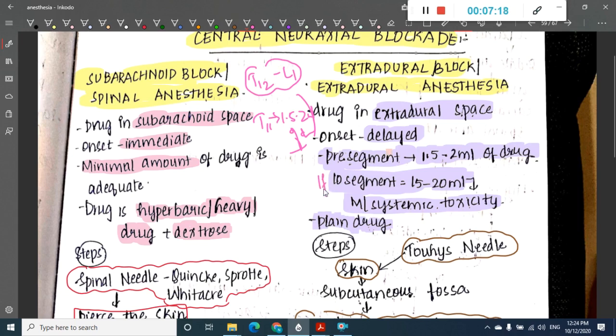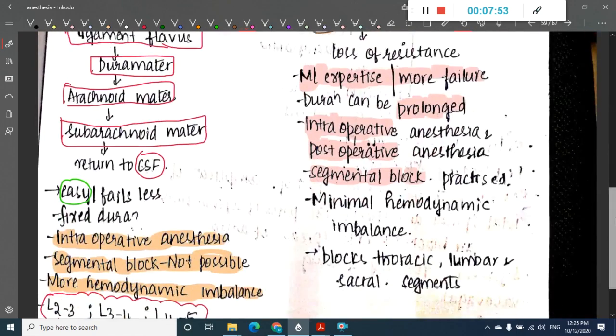But if you want to block 10 segments, see, for one segment you give 1.5 to 2 ml, then for 10 segments how much should you give? You should give 15 to 20 ml of the drug. If you give 15 to 20 ml of the drug in view of 10 segments, then there is increased risk of systemic toxicity. That is the main meaning of these two sentences. Normally if you give for one or a few segments, it is not toxic, but if you give for 10 segments or more, then there is increased risk of systemic toxicity.